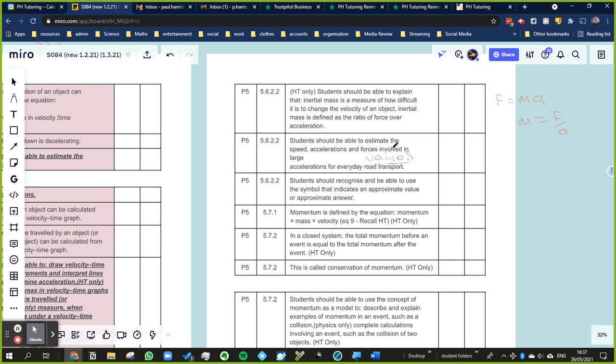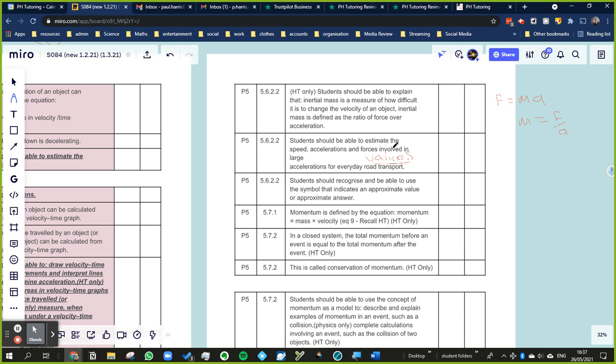You don't have to know the exact numbers, but you need to get a ballpark figure. They may get you to calculate the speed of something like a car driving, and they might ask how this compares with the average speed of somebody walking. I think they want you to get an idea of how big numbers are, and whether it's a fast speed or a slow speed.